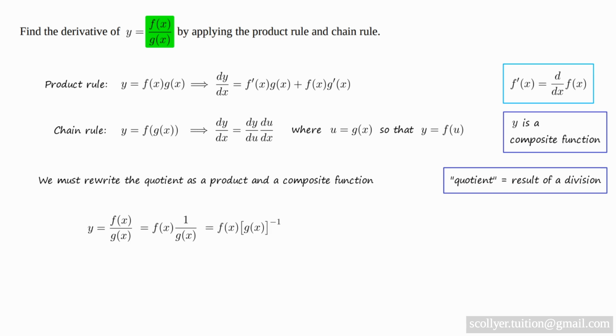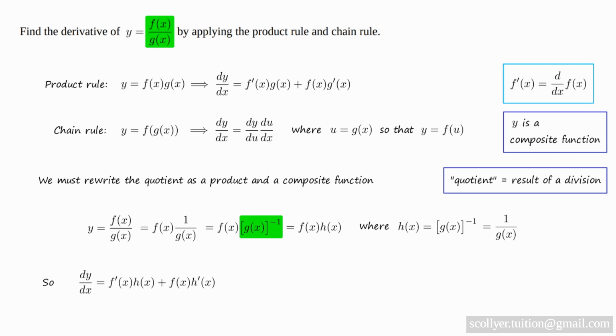And we rewrite 1 over g of x as g of x to the minus 1, which will be our composite function. And finally, we turn this into f of x times h of x, where h of x equals g of x to the minus 1, which equals 1 over g of x. And so by applying the product rule, we have that dy by dx equals f dashed of x times h of x plus f of x times h dashed of x.